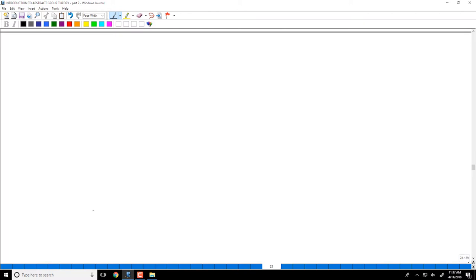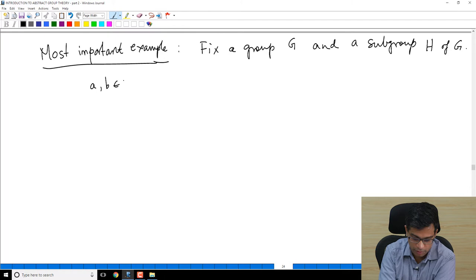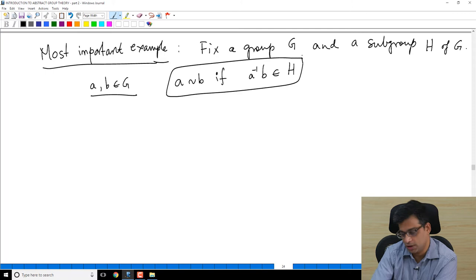So the most important example for us, and all the examples that we have looked at are really examples of this, with different groups and different subgroups. Fix a group G and a subgroup H of G. So we say that, I think I defined, if A and B are in G, then A is related to B if A inverse B is in H, right? This is the equivalence relation that we checked is an equivalence relation. So what are the equivalence classes?